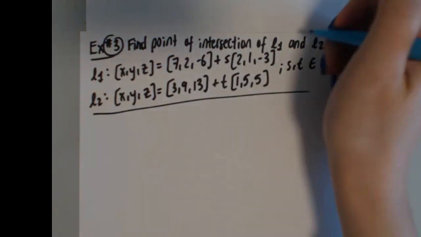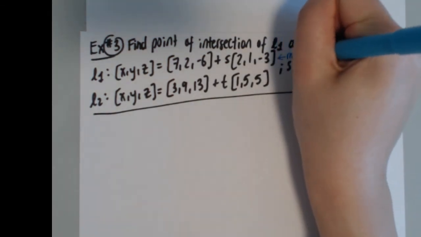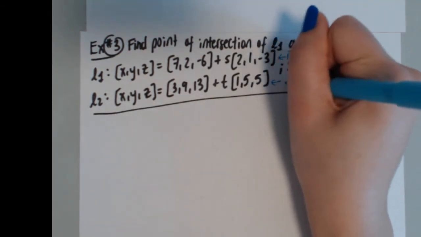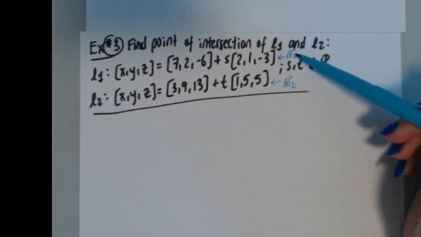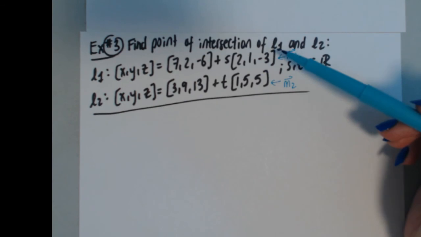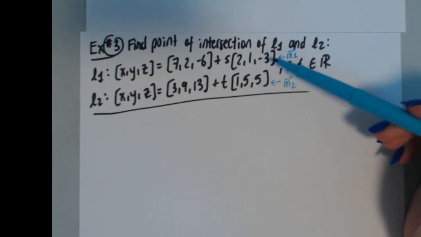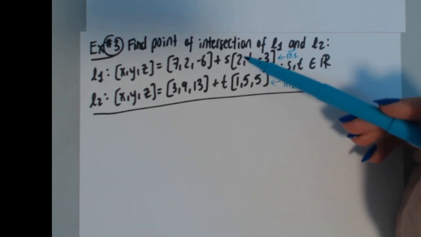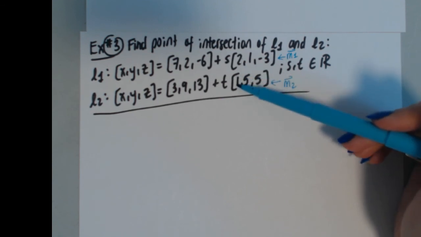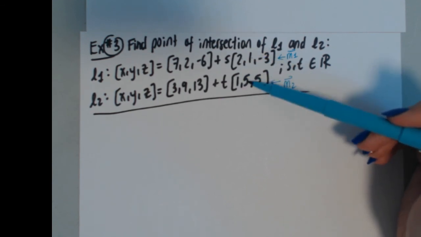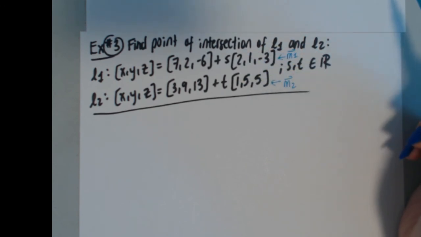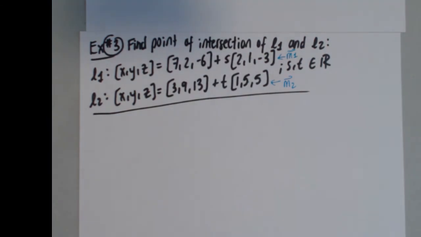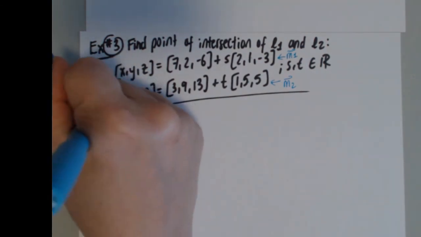Okay, so look at the direction vectors. We have the direction vector for L1 here, m1, and the direction vector for L2, m2. Now, looking at m1 and m2, just try to figure out if they're scalar multiples of each other. Clearly, they're not the same. To go from 2 to 1, I have to divide by 2. To go from 1 to 5, I have to multiply by 5. So definitely not the same factor already. So these two are not scalar multiples of each other. I want to identify that right away.